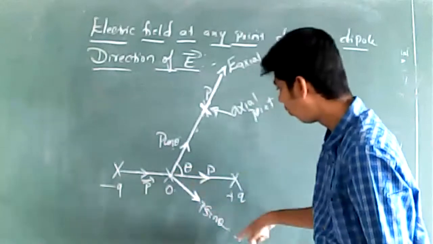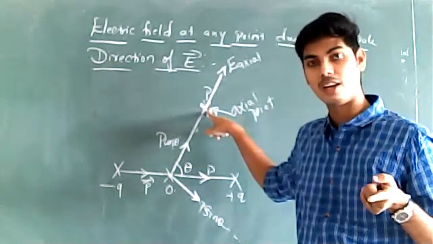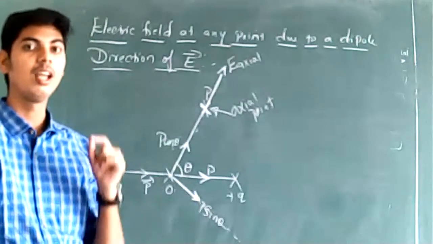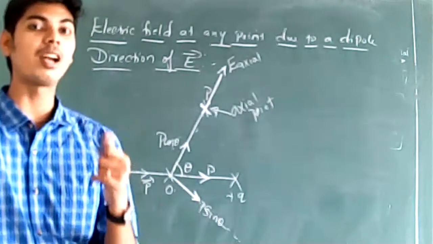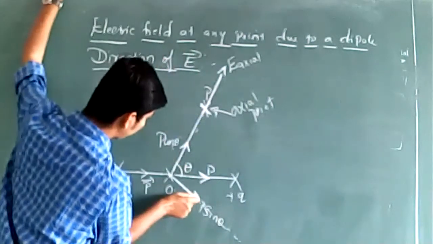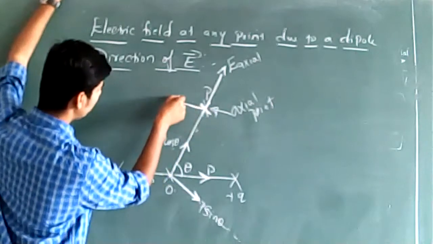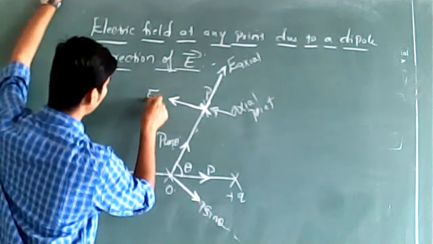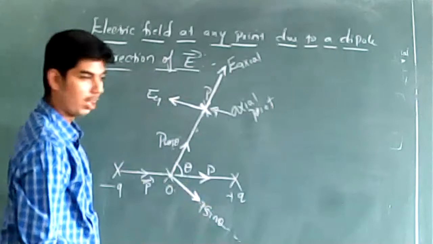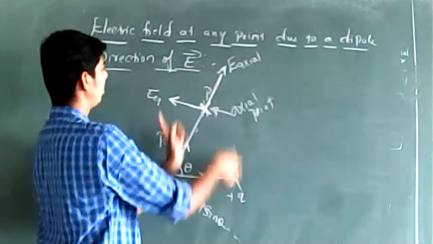For this component P sin theta, point P appears to be on the equatorial line, and we know the direction of the electric field at a point on the equatorial line. The electric field is anti-parallel to the direction of the dipole moment at a point on the equatorial line. So here we put anti-parallel, exactly anti-parallel to this equatorial direction. So at this point two electric fields act, one axial and another equatorial.